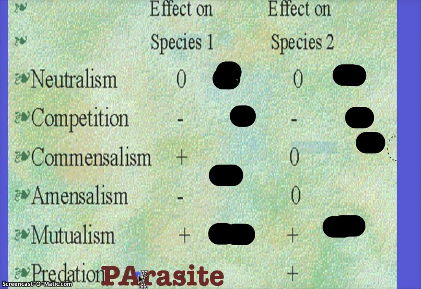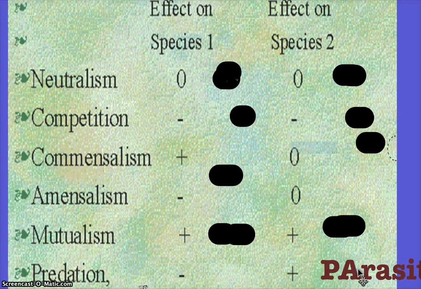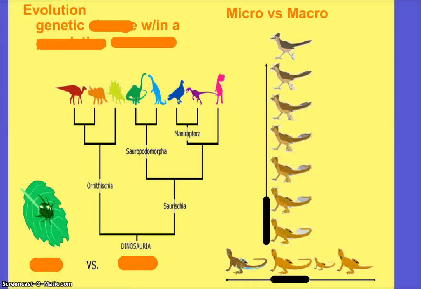So guys, parasites are both like predation, where one benefits and the other one gets harmed. The difference, as we mentioned last class, is one lives on its host cell.